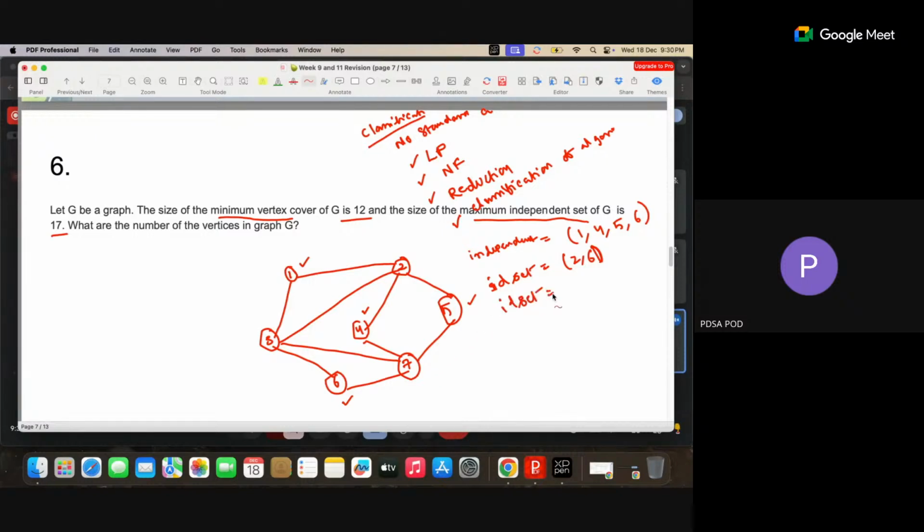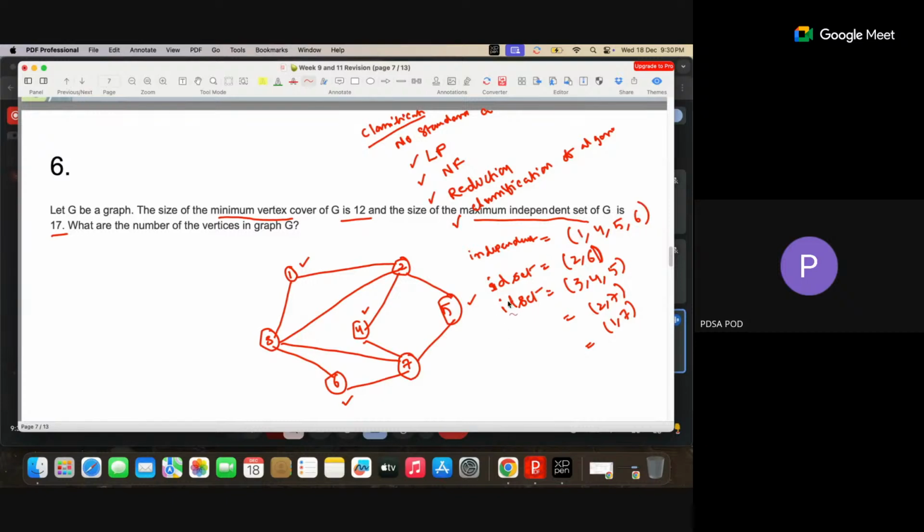Can you tell another independent set? 3, 4, 5, 7. Exactly. Similarly, other independent sets, anything? 2, 7. Yes, 2, 7. One more, anything else? 1, 7 also. Yes, 1, 7.